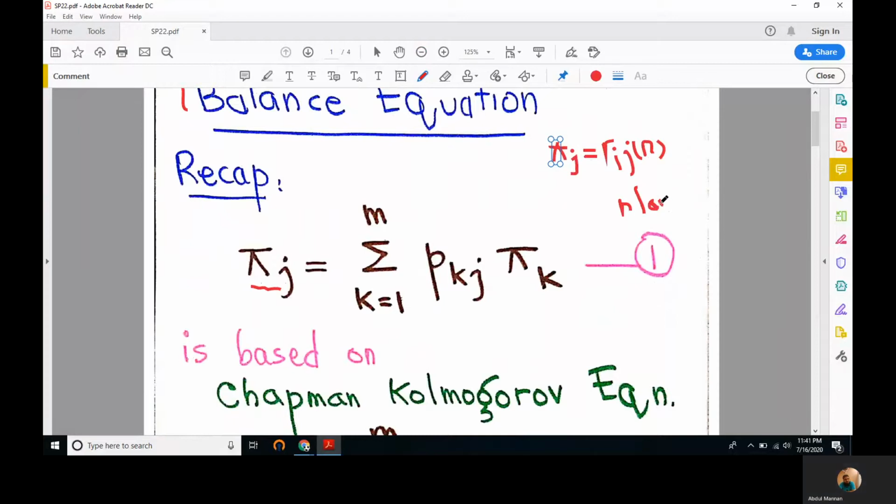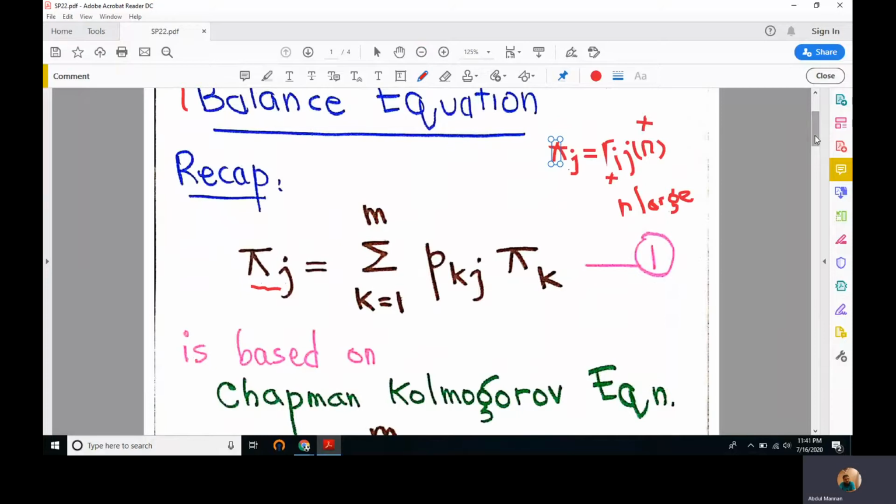That we studied is independent of two things. If n is large, it's not dependent on n. Rather, it neither depends on n nor on i. So it depends only on j. Therefore, we call it pi sub j.